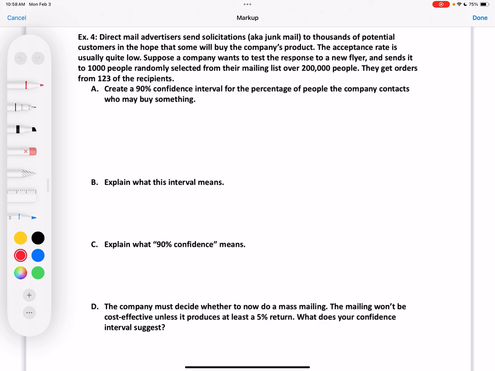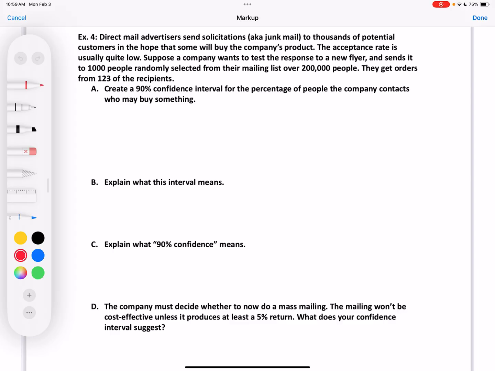The acceptance rate is usually quite low, meaning basically people don't actually respond or buy whatever was sent out. Suppose a company wants to test their response to a new flyer and sends it to 1,000 people randomly selected from their mailing list of over 200,000 people. They get orders from 123 of the recipients, so 123 out of the 1,000 actually purchase something. Create a 90% confidence interval for the percentage of people the company contacts who may buy something.